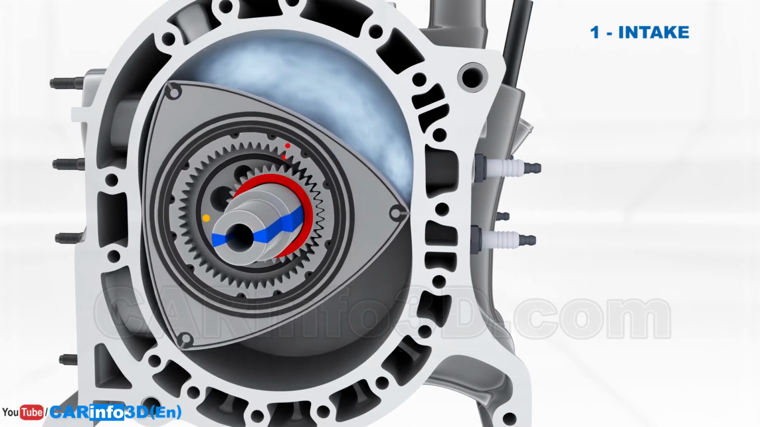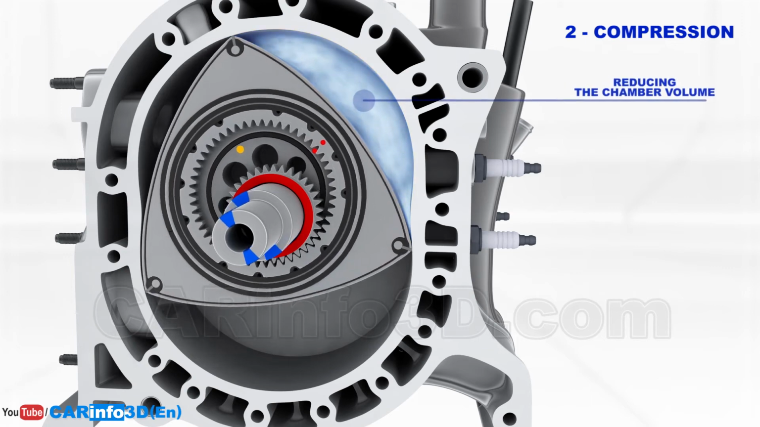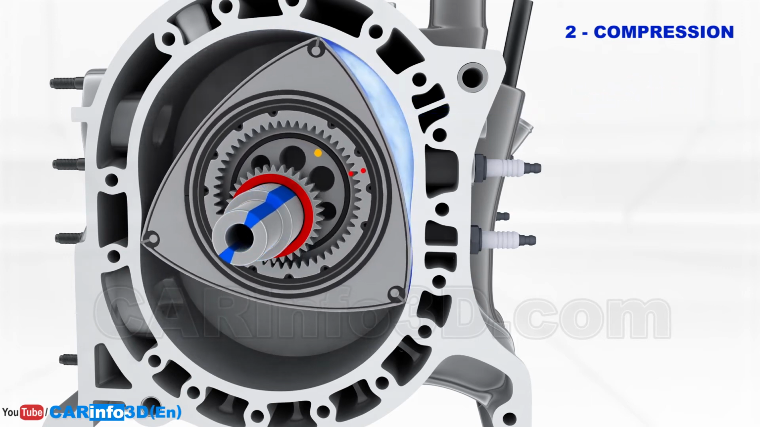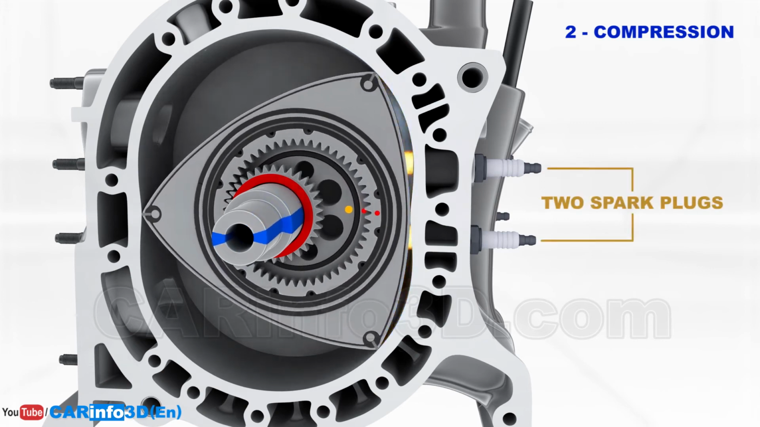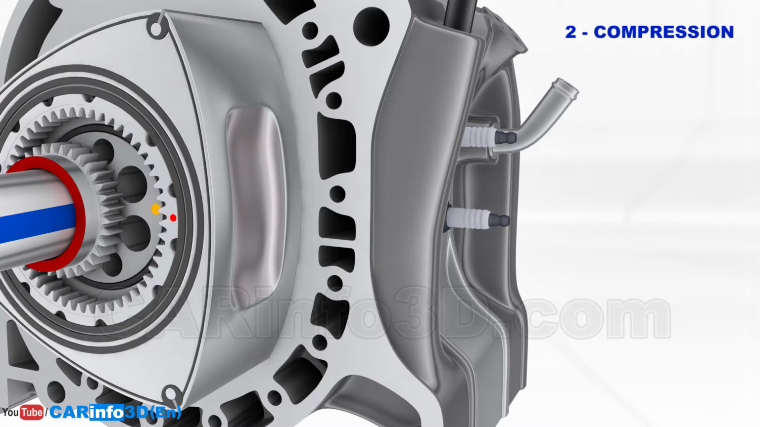The rotor continues to rotate during the second stroke, reducing the chamber volume and compressing the fuel-air mixture. At the end of this stroke, the compressed mixture is ignited with the help of 1 or more spark plugs. You can see that spark plugs are recessed into the rotor housing rather than sticking out. Besides, the combustion chamber is formed by a recess on each side of the rotor.